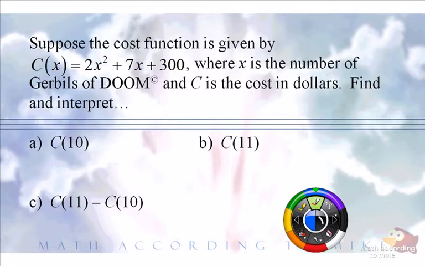And C is the cost in dollars. Find and interpret C of 10, C of 11, and C of 11 minus C of 10. So that's basically what we did just here. If you would do all three, then we'll do them together.